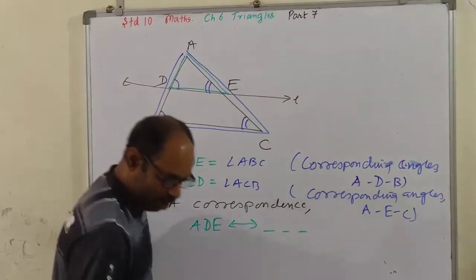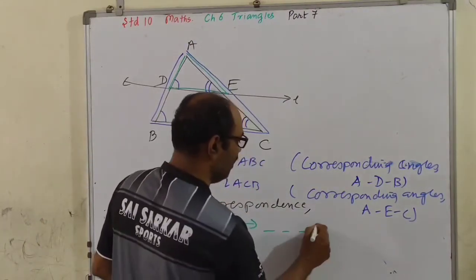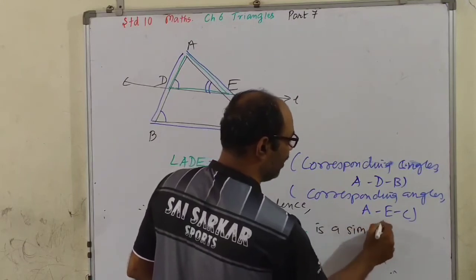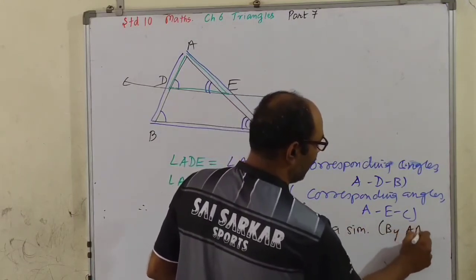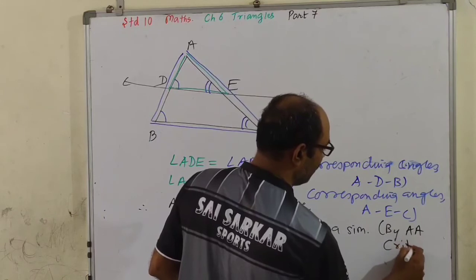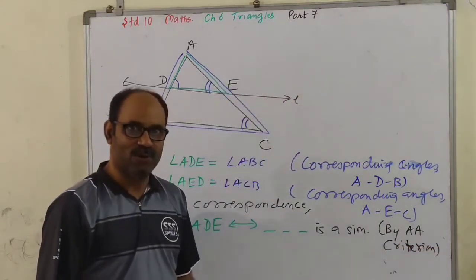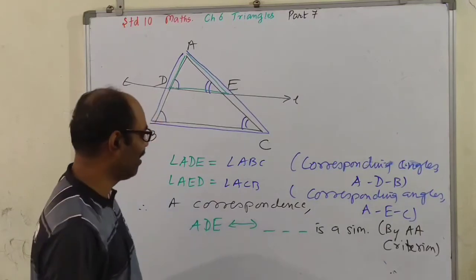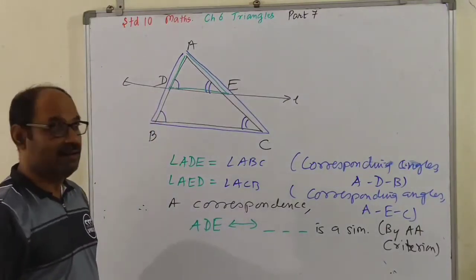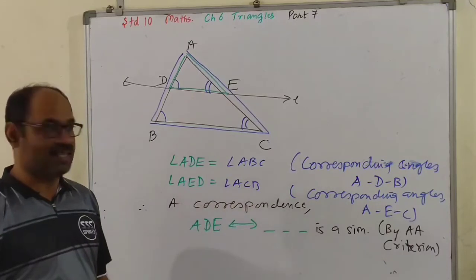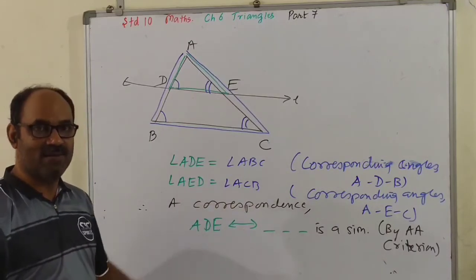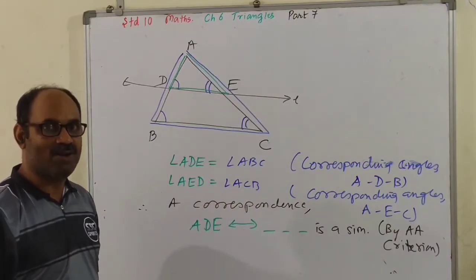You won't be able to write the blue one directly. Is a similarity by AA criterion. All right. You must write similarity as a full word; I am using shortcuts. Children, how will you write this on the right hand side of this line? Arrow, both sided arrow. How will you write that?